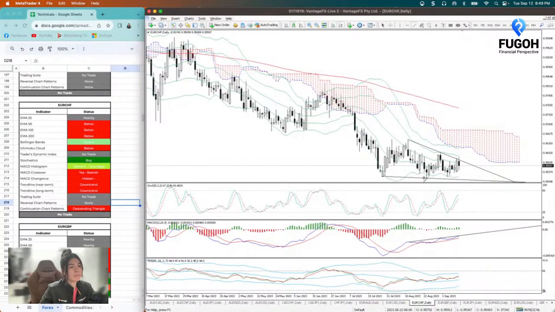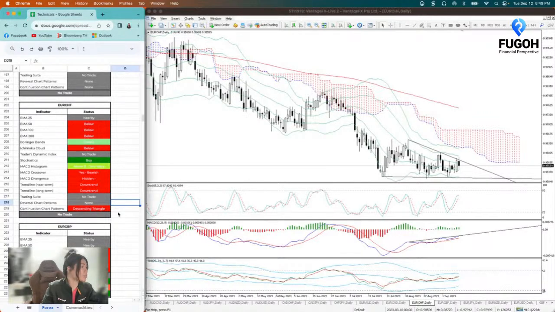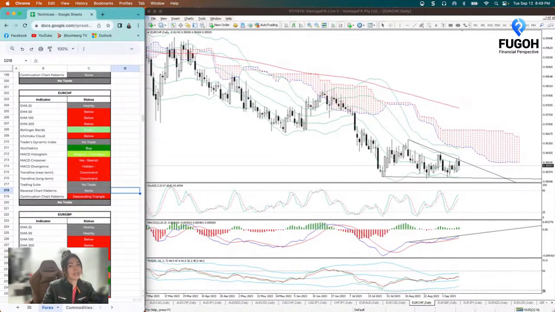And that's the triangle. There's a cheat sheet for everything, guys. Cheat sheet for the chart patterns, cheat sheet for things like this. So let me see. This is a descending triangle still, so there's no change in there. All right.